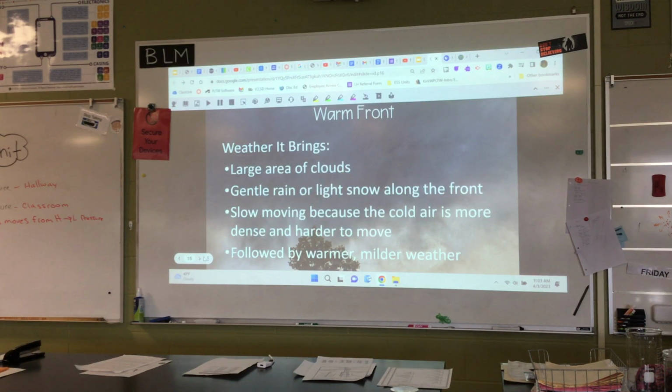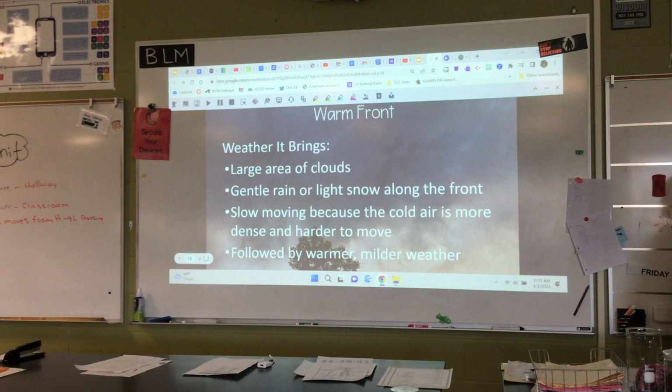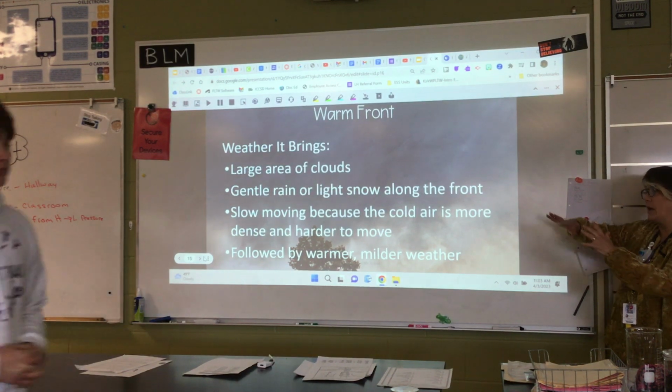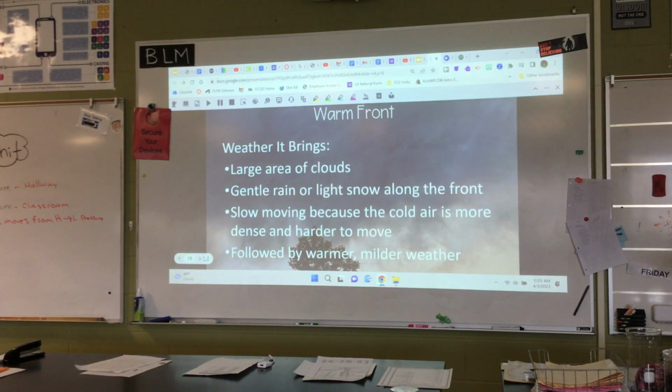All right, so let's see with the weather. Large areas of clouds, gentle precipitation along that front. You can say gentle rain or gentle snow. It's very slow moving because the cold air is more dense and it's staying in place. You can't really move that cold air out. So the warm air is just gently going up a ramp over that cold air mass, slowly forming cloud coverage. And then eventually it'll be warmer and more mild, but possibly still cloudy.